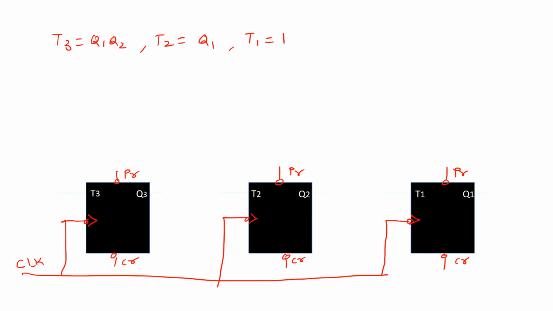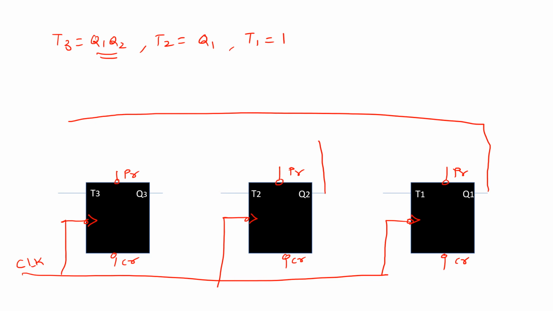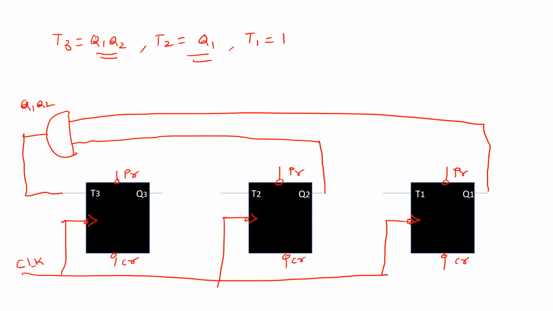Now T3 is equal to Q1 Q2. So this is my Q2, this is my Q1. So this is taken here, this is taken here. They are ANDed. So the output of this is Q1 Q2 and that is connected to T3. T2 is equal to Q1. So I am taking Q1 from this and it is connected to this. So this is my Q1 and T1 is equal to 1. So this is the mod 8 up synchronous counter using T flip-flop.